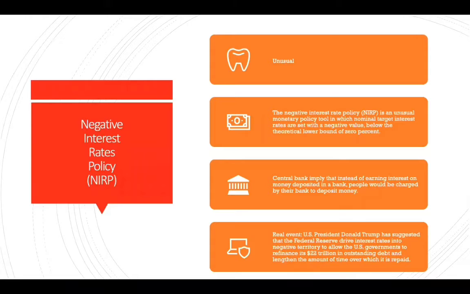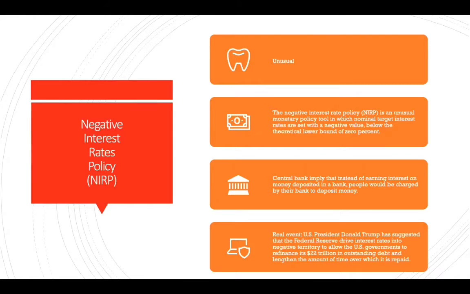In my last part, we talk about a really unusual, unconventional monetary policy called negative interest rate policy. In this policy, nominal target interest rates are set at a negative value, below the theoretical lower boundary of 0%. During a deflation period, investors will hold money instead of spending and investing. The result is a collapse in aggregate demand, which leads to prices falling even further, slows down real production and output, and, of course, increases unemployment.